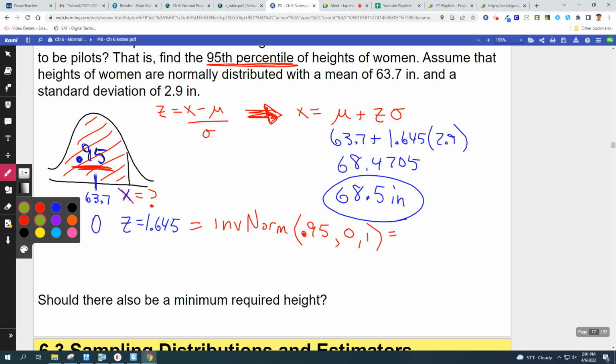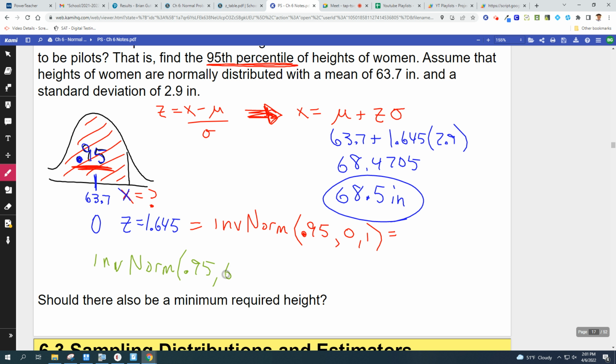It's going to be much more efficient if you just do inverse normal 0.95 comma 63.7 comma 2.9 left. I believe, if I'm not mistaken, some of you with older calculators won't enter that left in there. You won't have that option. But that's going to give you your 68.5 directly. That's the most efficient way.